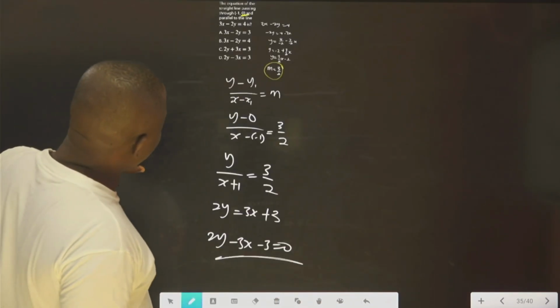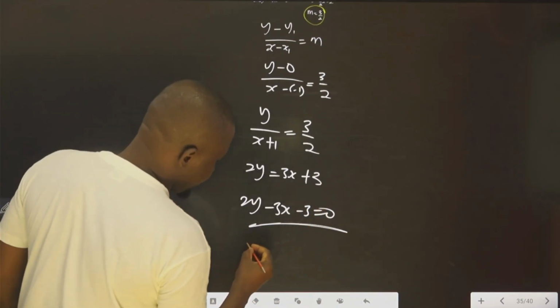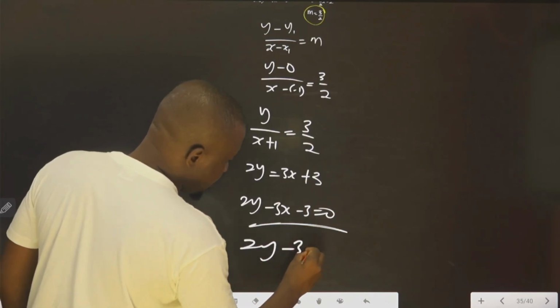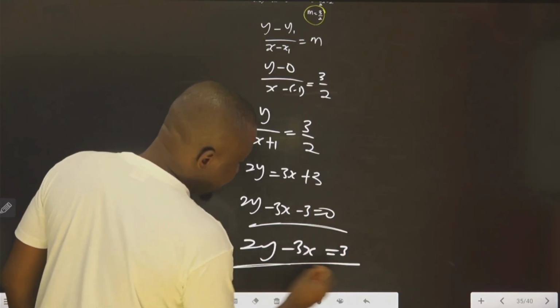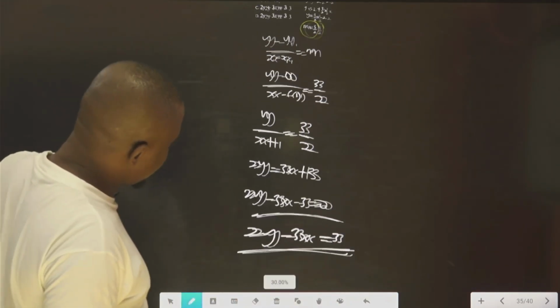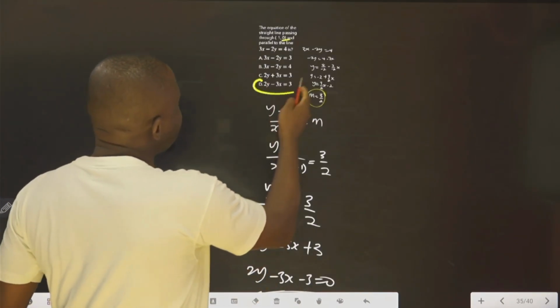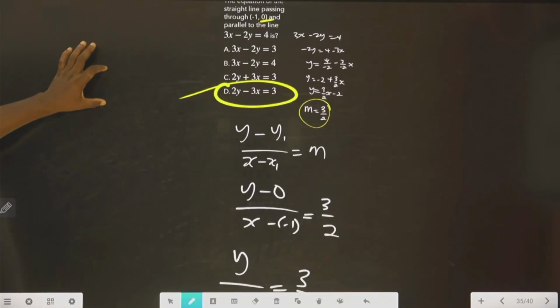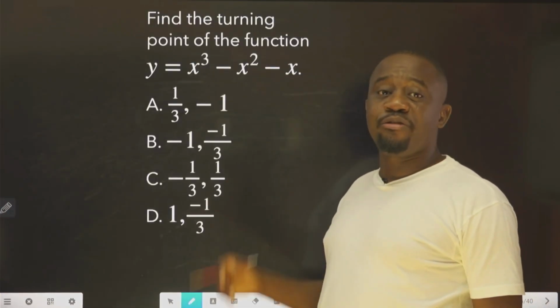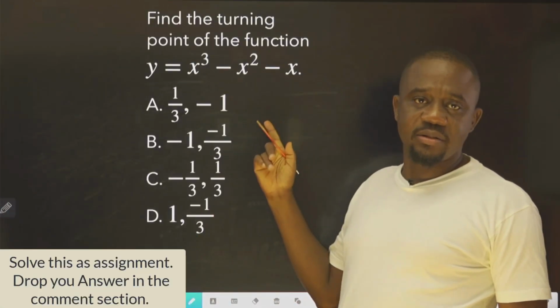But the answers are not given like this, so we need to move 3 to the other side so that we can get the option 2y - 3x equals 3. That is D. D is our answer. Okay? Let's look at this. We are asked to find the turning point of this.